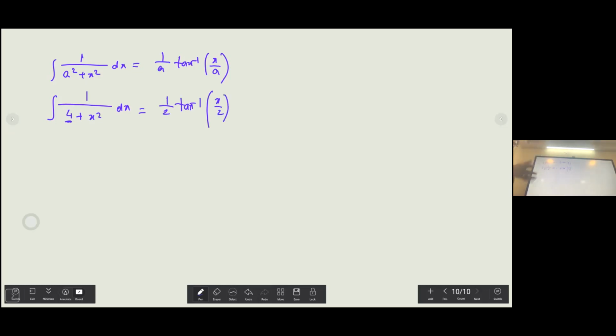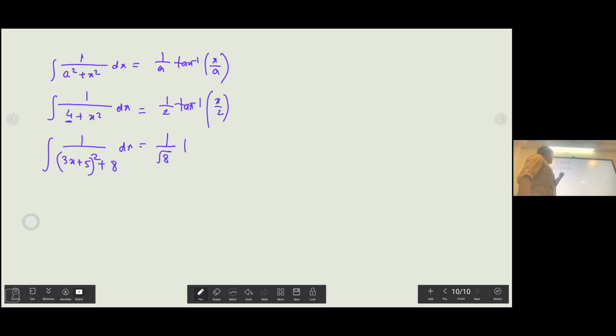Now, if any place you've been given something like this, let's say 1 upon (3x plus 5) the whole squared plus 8. Now here it seems a little different, like this example and this example seem a little different. But still, you see it's an a squared plus x squared format, where x has been replaced by another linear function. So when you do that, it is 1 upon root 8, that's your a value.